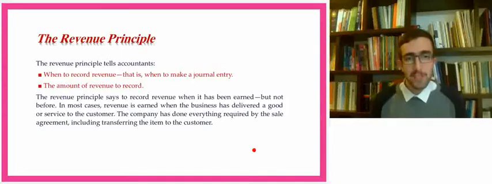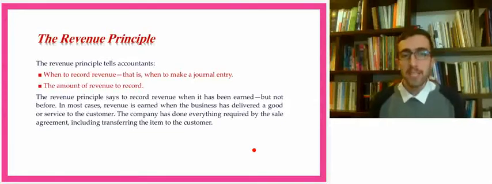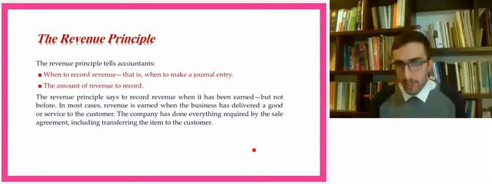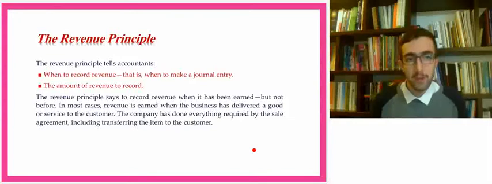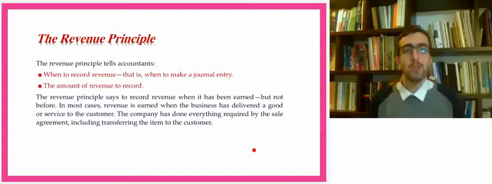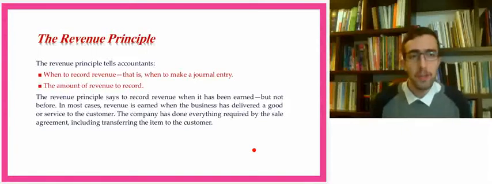In most cases, revenue is earned when the business has delivered a good or performed a service for a customer. The company has done everything required by the sale agreement, including transferring the item to the customer. So at this time, we can identify the revenue and record it. And when we say record it in accounting, it means that we should make a journal entry in the journal.